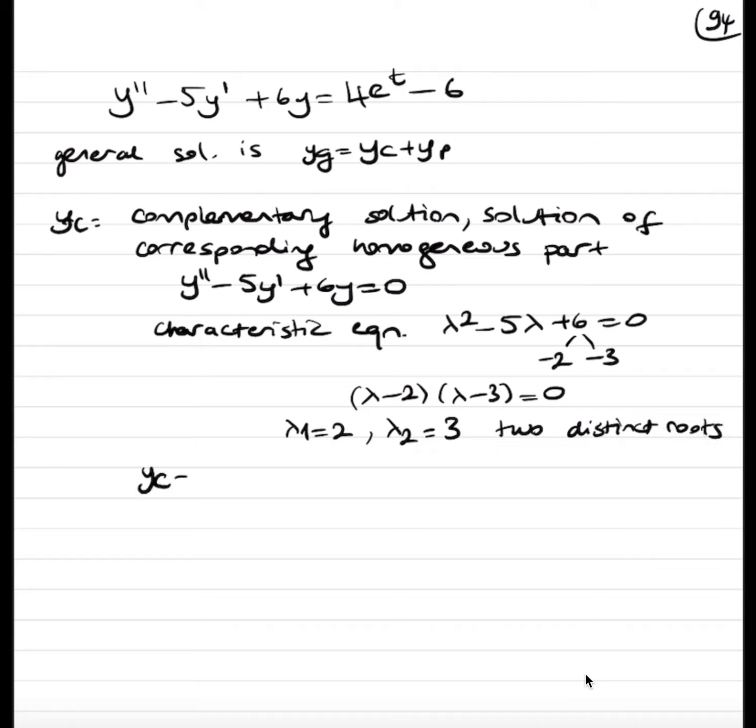Then what is the complementary solution? So it is c1 e to the power lambda 1 x, but be careful because we are now in variable t. So lambda 1 t, c2 e to the power lambda 2 t. Then y complementary is c1 e to the power 2t. You see, I write x. Funny. Plus c2 e to the power 3t.